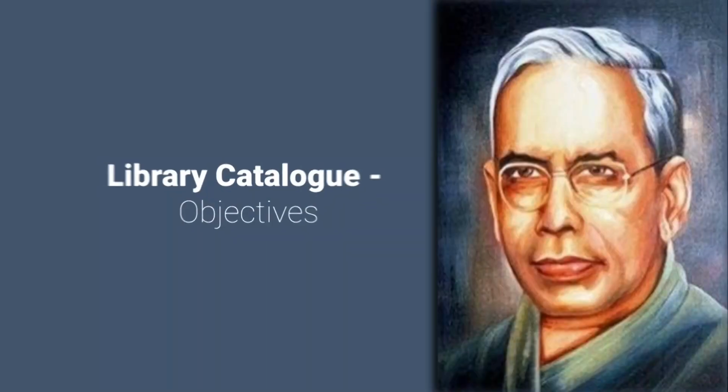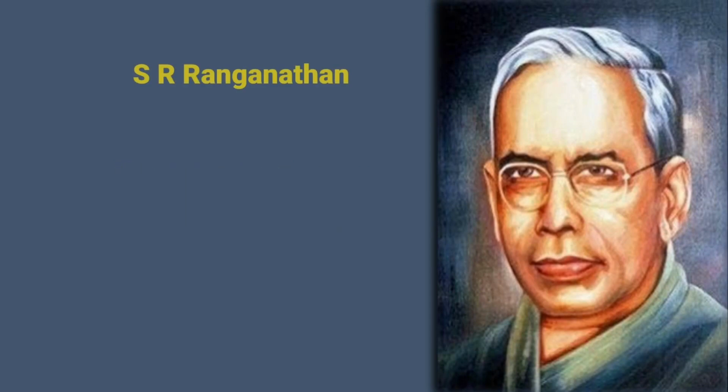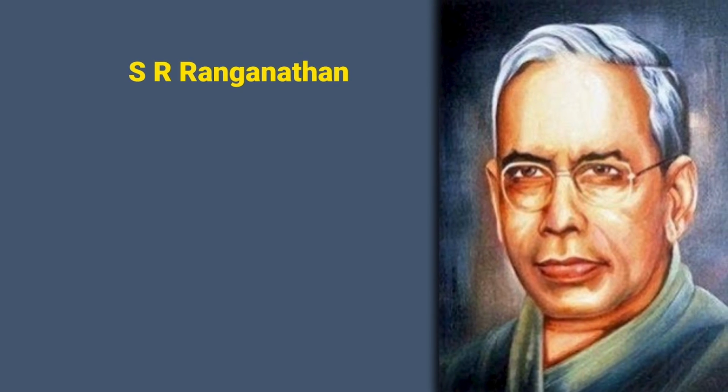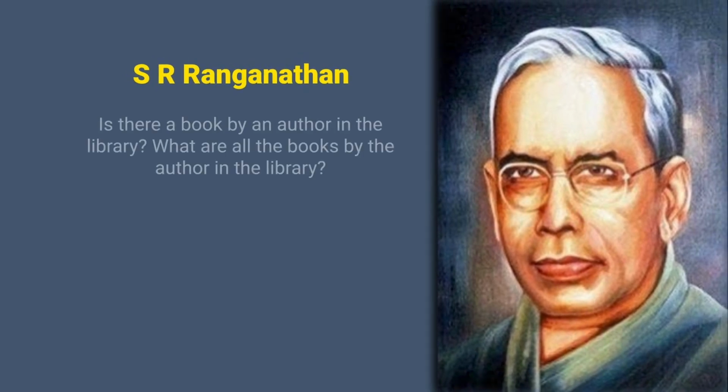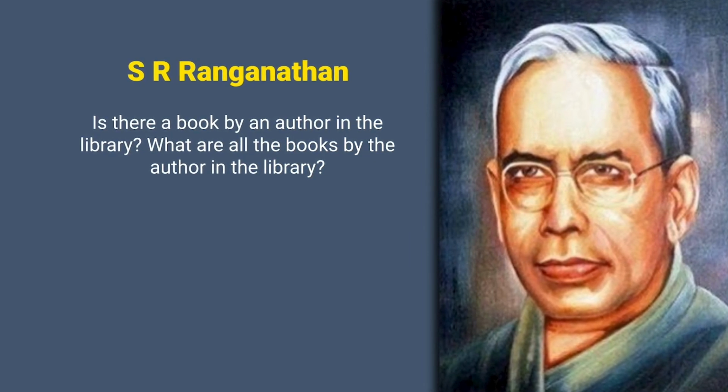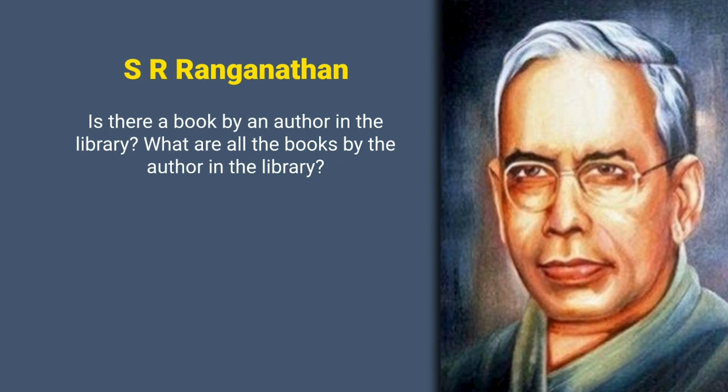Now, let us go further. More or less they are around the same, but different authorities in cataloging have given objectives of a library catalog. The father of library and information science in India, Shiyali Ramamrita Ranganathan, has also given objectives of a library catalog, and he states: is there a book by an author in the library? This question should be answered by the catalog. That means I want a book by S.R. Ranganathan, I search for it, the catalog should be able to answer it.